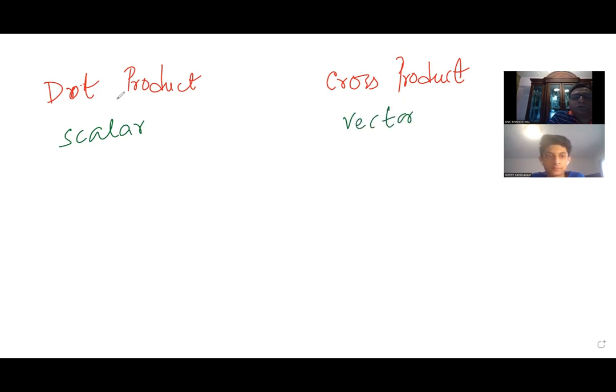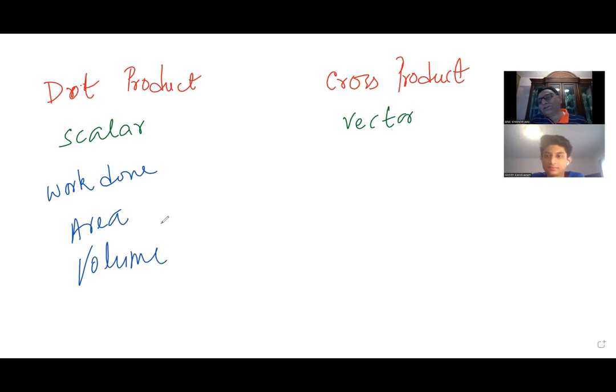Examples in dot product, as I started with, are work done, area, volume. All these formulae, you know, length into width, length with height, multiplying in the normal sense of physics, result into mathematical modeling with dot product. And cross product will be like torque.